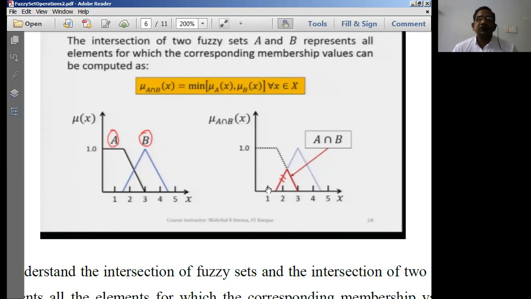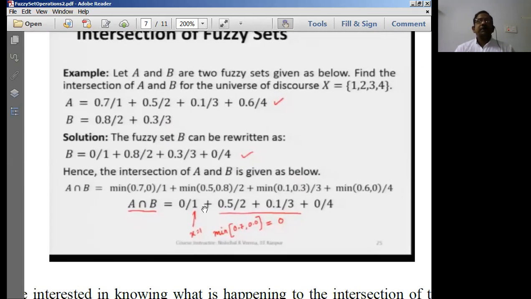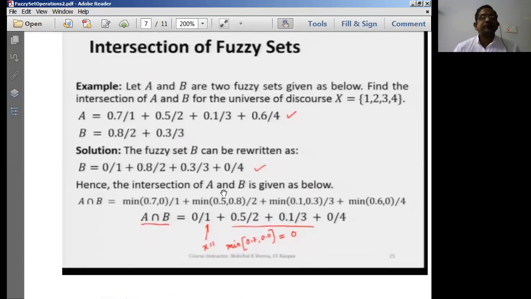So this is the intersection point. So this is nothing but the intersection of A and B value. So this is what the intersection of A and B we normally are going to get with this fuzzy set. Let us look into the mathematical representation, the mathematical form of the two fuzzy sets after intersection, how it looks.